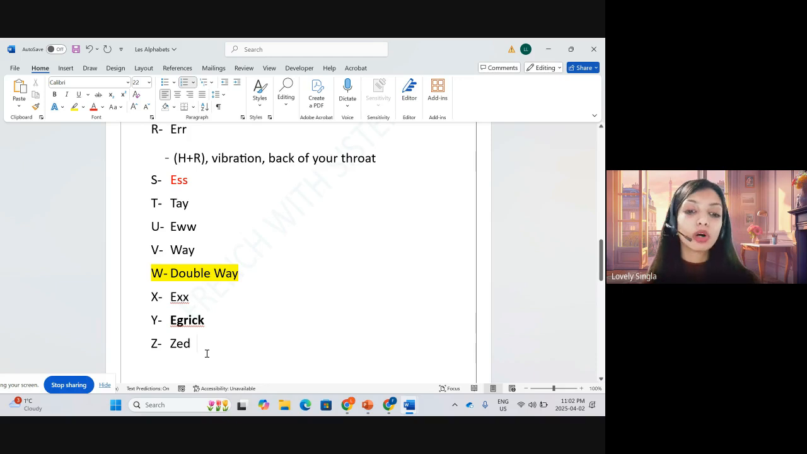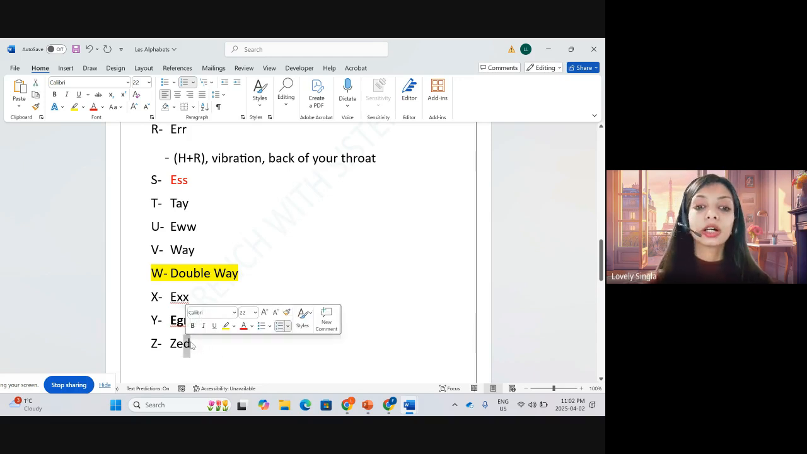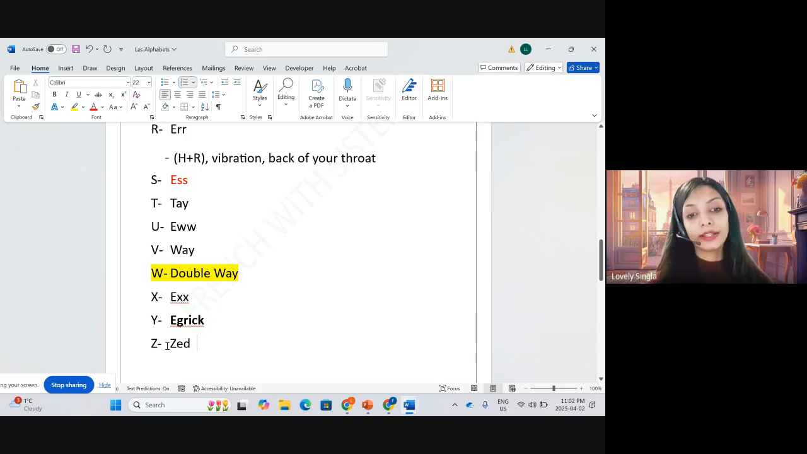So we try to avoid the hard sounds and we rather pronounce the softer sounds. So wherever you see the hard sound, for example, D, Z, right? You convert it into a softer version of it. So it becomes Z instead of Z.